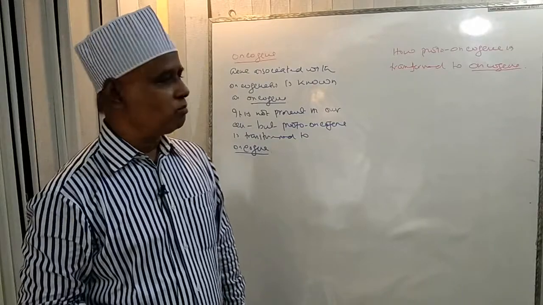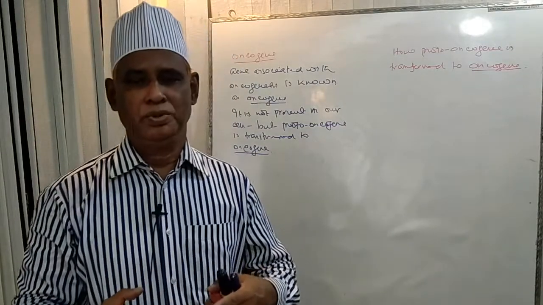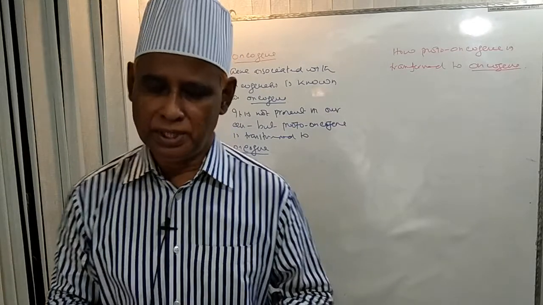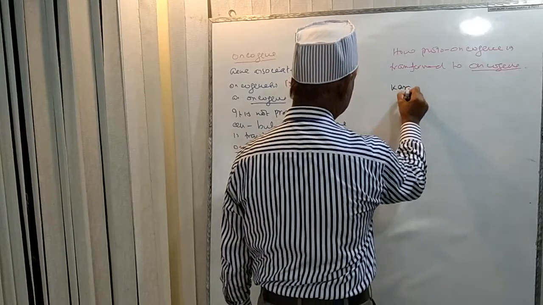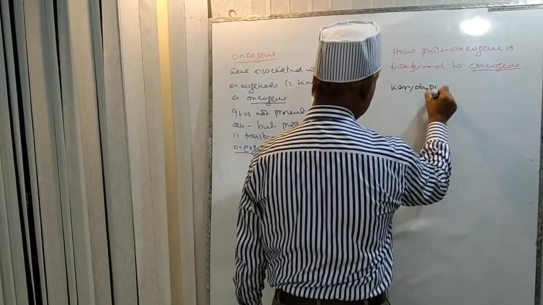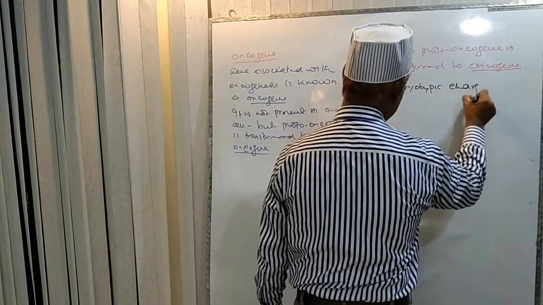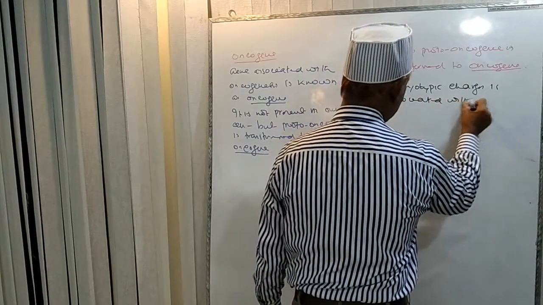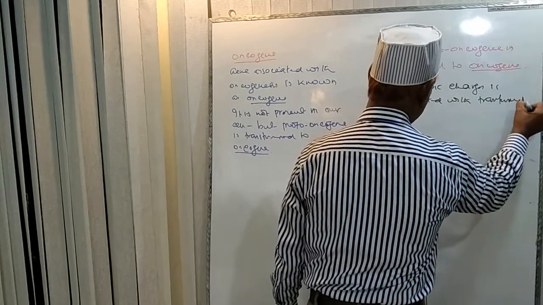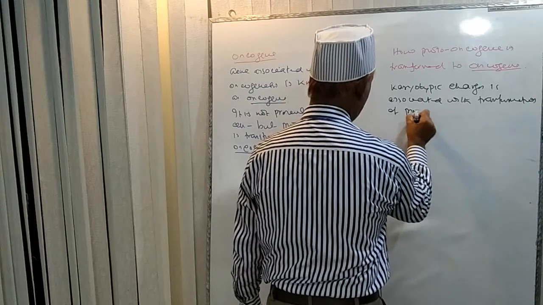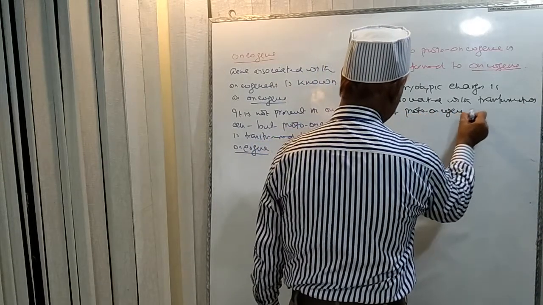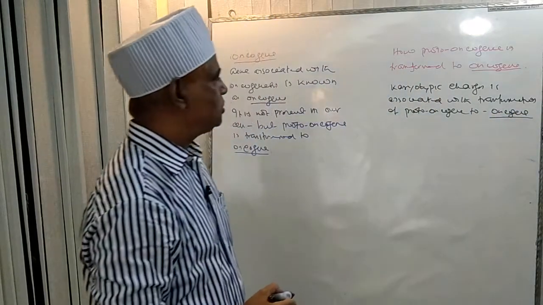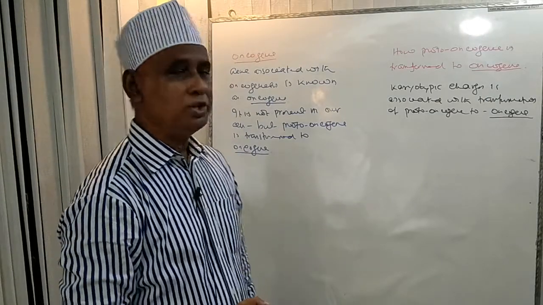How is a proto-oncogene transformed to an oncogene? Karyotypic changes are associated with the transformation of proto-oncogene to oncogene.